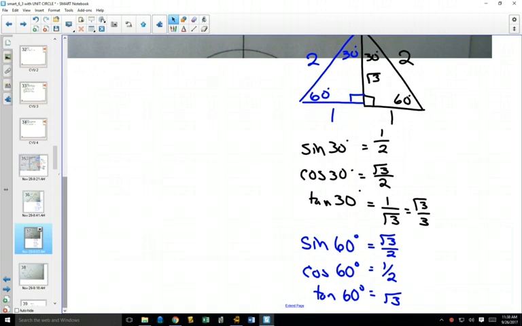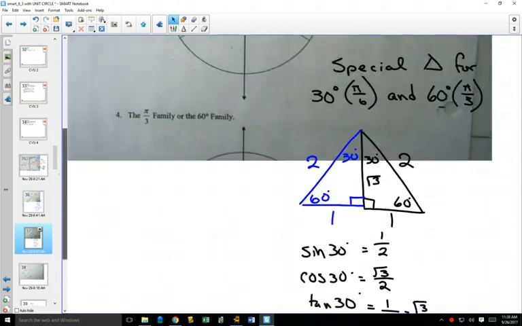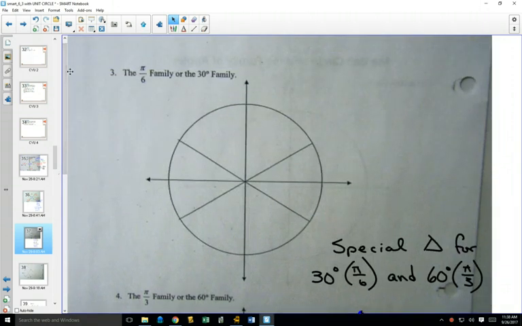So this will help us label our next two families, the 30-degree family and the 60-degree family. If we scroll up and think about our pi over 6 family, that includes this point, this point, this point, and this point. If we start with our degrees, I will give you a 15-second head start to label the other three.